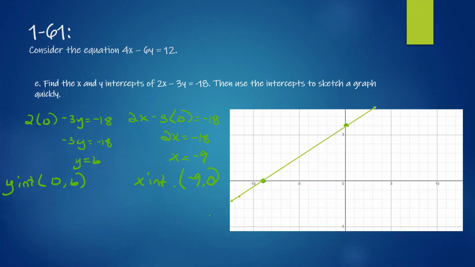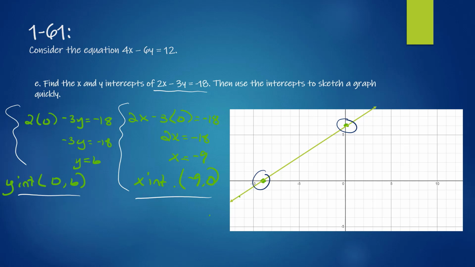Okay. Now on 1-61, they've given us a new equation here on part E. They want us to figure out the intercepts. So I did that. I have plugged a 0 into the x to help find the y-intercept, and then I plugged a 0 into the y to find the x-intercept. And you'll see that my intercepts are at (0, 6), which I have here, and then at (-9, 0). And then all I have to do is draw my line right through them, and that is what I have there. Hope that helps, and that ends 1-61.